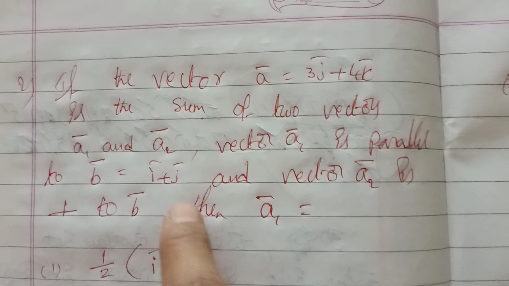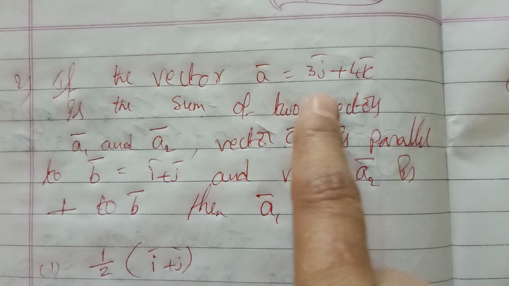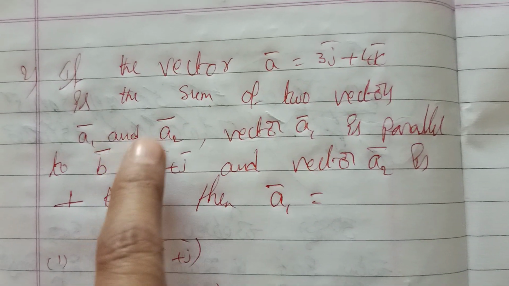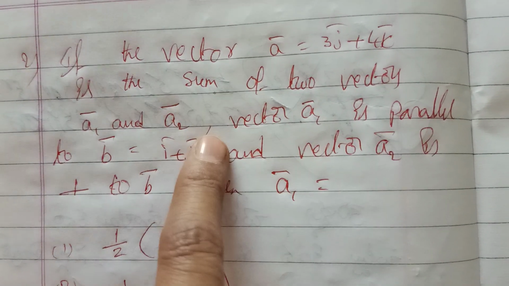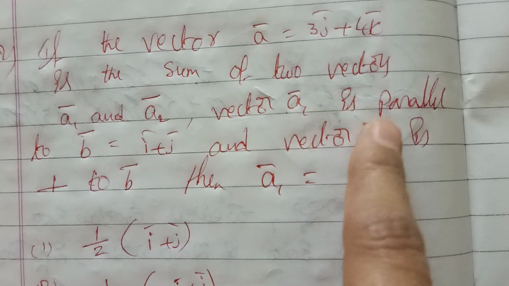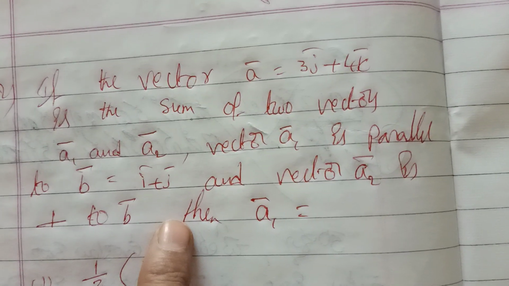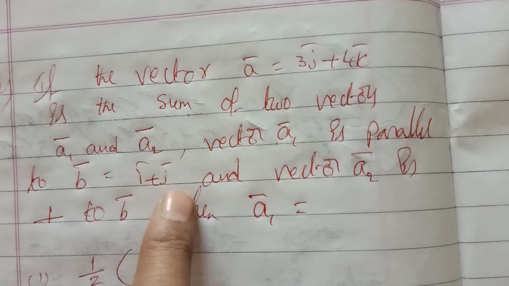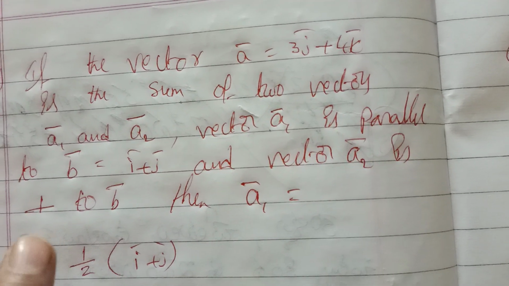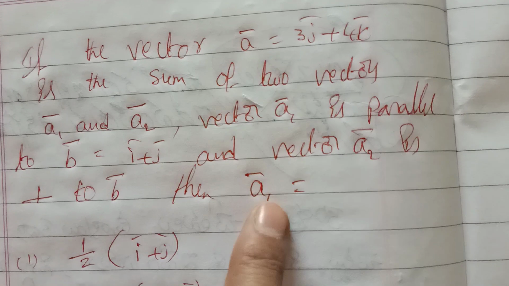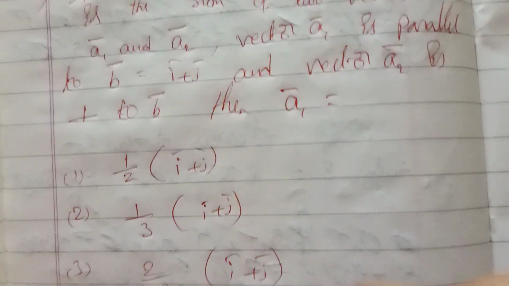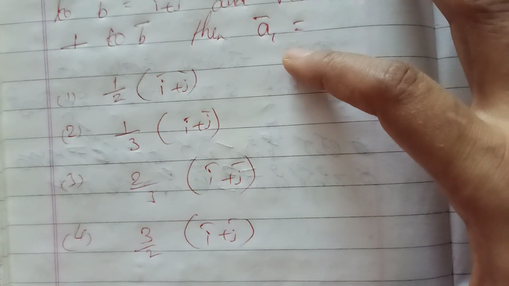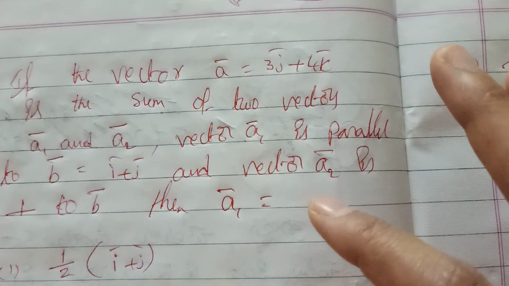Second question: if the vector a bar equals 3j plus 4k bar, which is the sum of two vectors a1 and a2, where vector a1 bar is parallel to b bar equal to i bar plus j bar, and vector a2 bar is perpendicular to b bar, then a1 bar is equal to what? Options are given. How to do this question? Let's go.